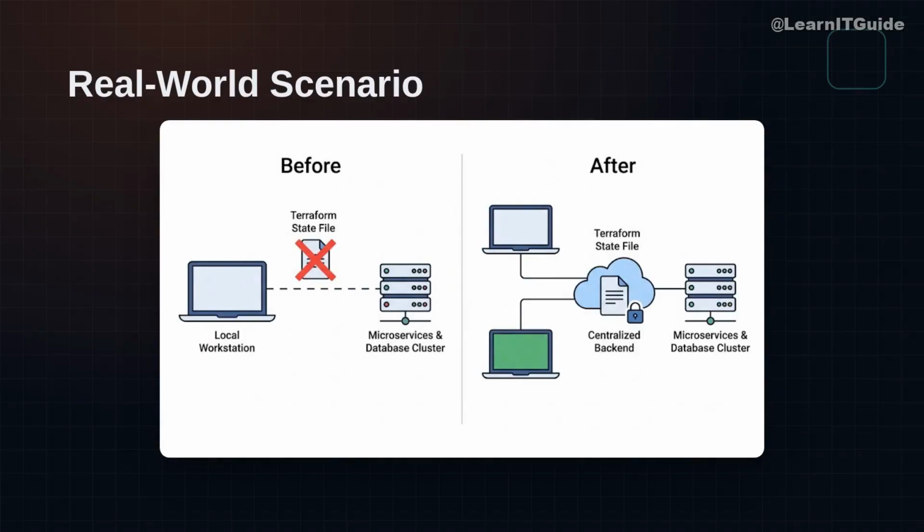Think about this. A logistics company was managing their entire fleet infrastructure using local state files on individual developer laptops. One day, a senior engineer accidentally wiped their drive, and with it, the state file for their core database cluster. They spent 3 days manually importing resources back into Terraform. That is why professional teams move state to a centralized, locked backend immediately.